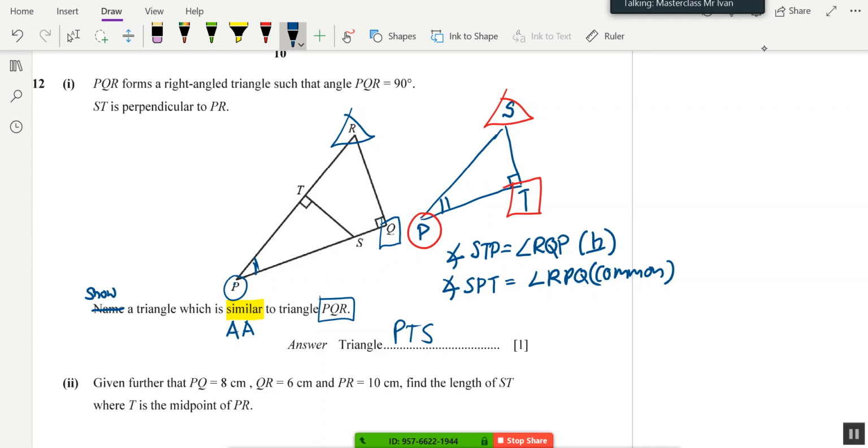Okay, next one, PQ is 8. So this one is 8. QR is 6. Okay, PR is 10. Oh, they give you all three, this one. Okay. Find the length of ST where T is the midpoint. Okay, so if T is the midpoint, this one is 5 and this one is 5. Which means here is 5 and ST is your unknown.